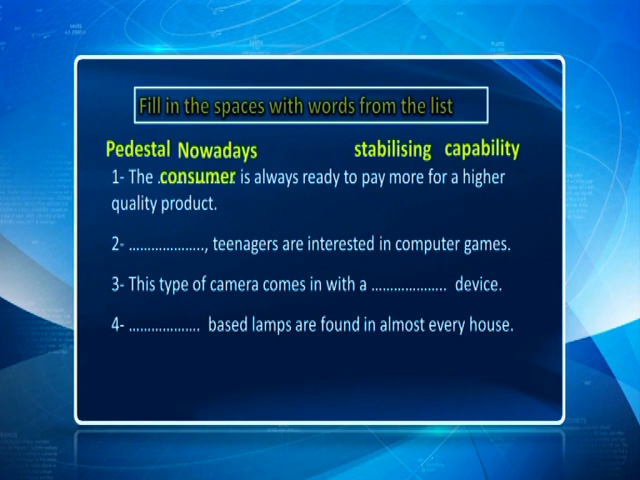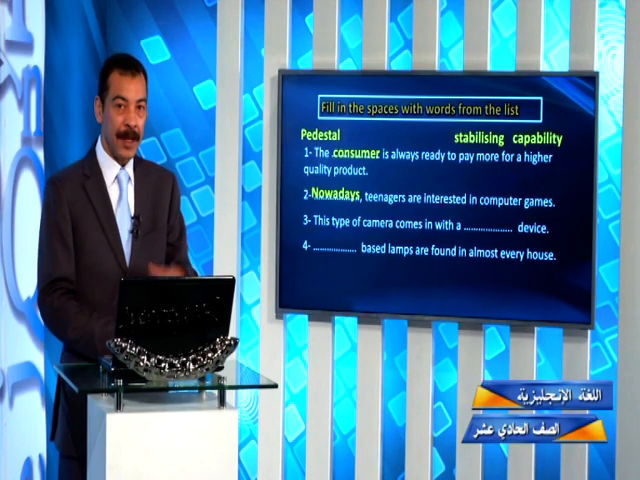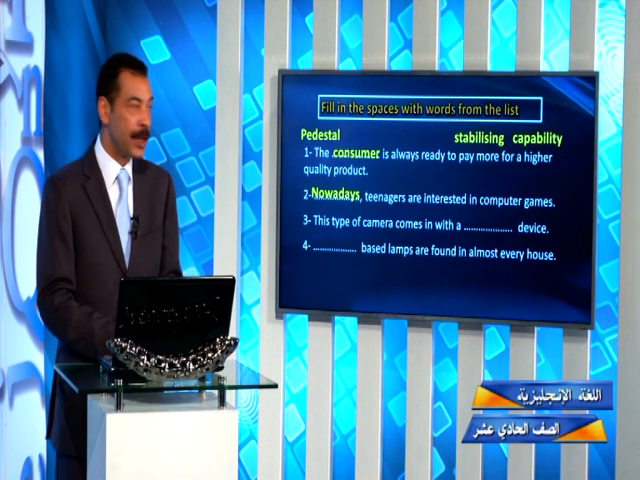Number two. Teenagers are interested in computer games. Now, computer games are related to what? Teenagers. Now, when teenagers are interested in computer games, we have pedestal, nowadays, stabilizing, capability. It is, yes, nowadays, excellent. So at this time, at the present, teenagers, of course, are interested in computer games.